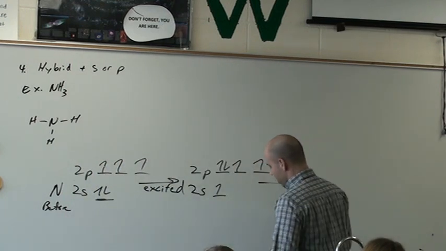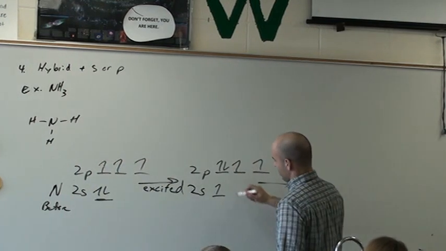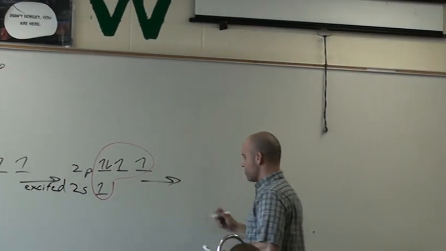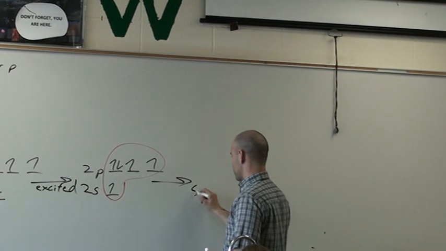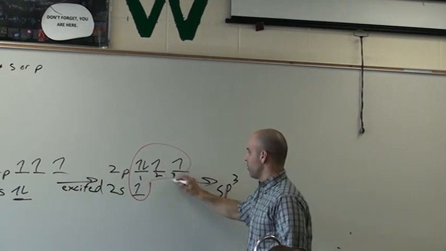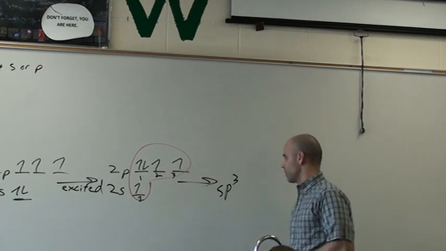And then if we hybridize, I'll end up with sp3 hybridization because I have 1, 2, 3 p orbitals and 1 s.